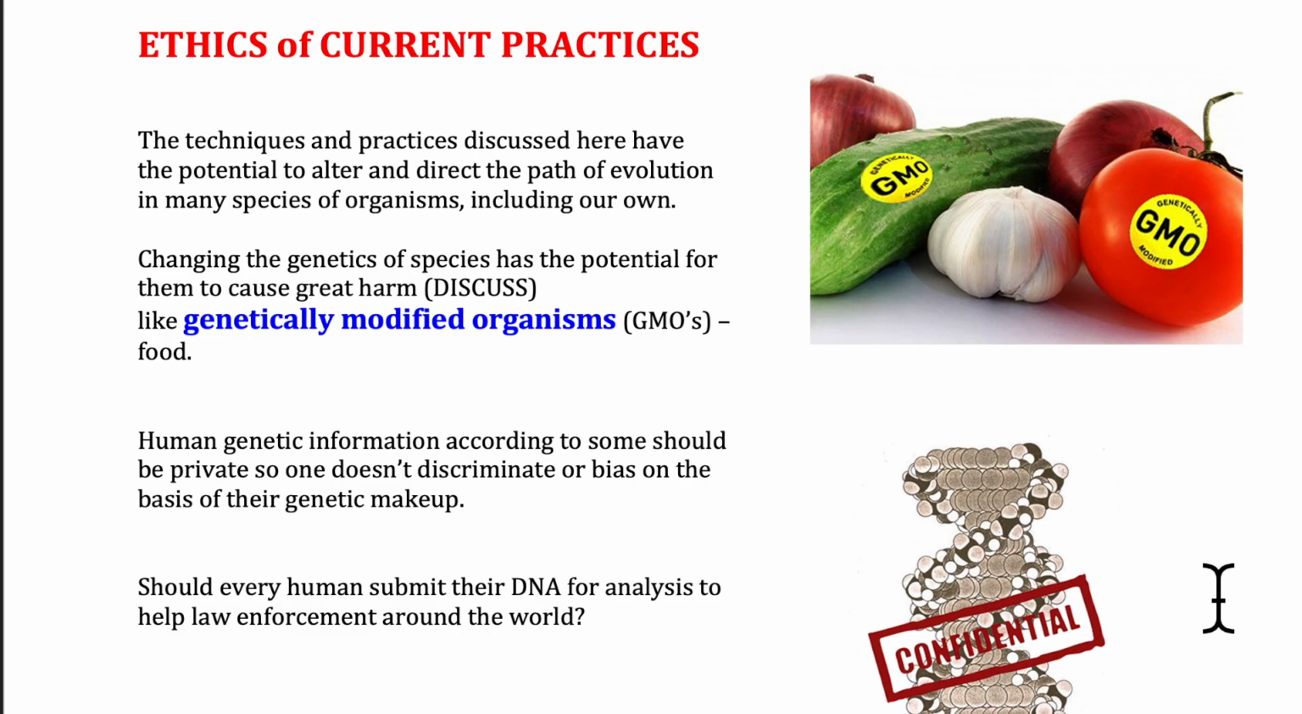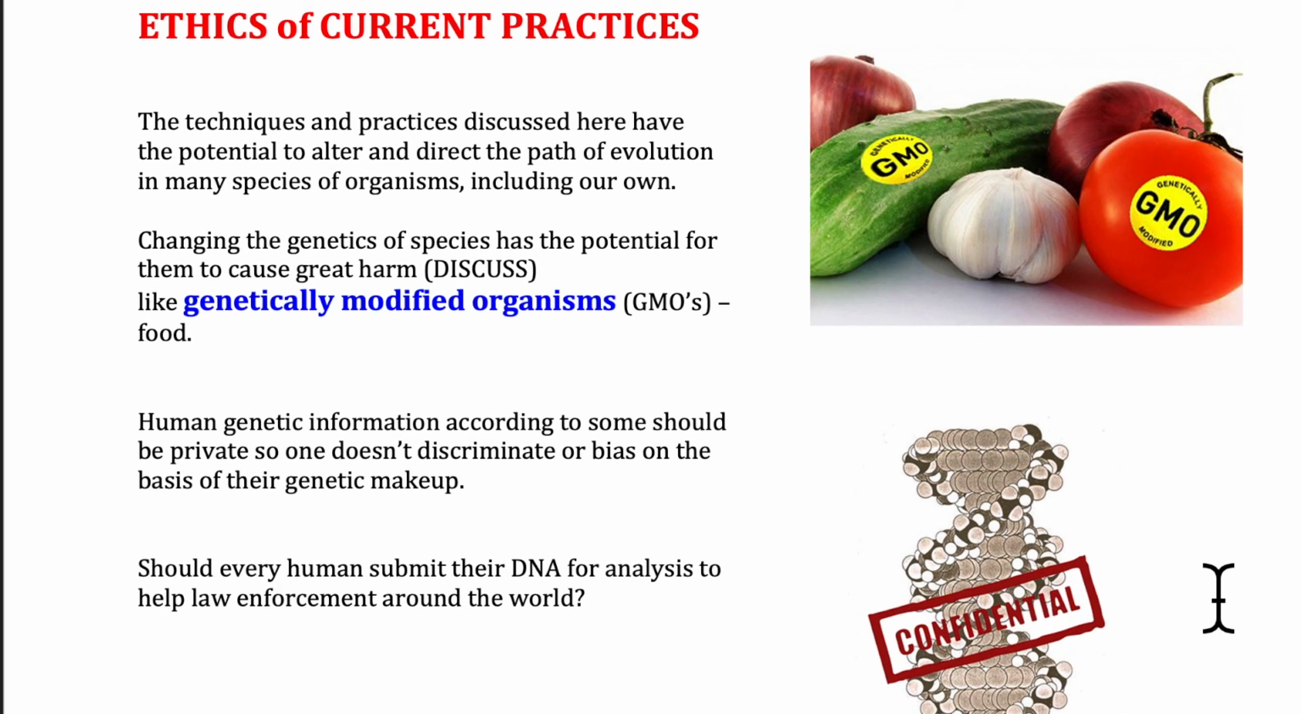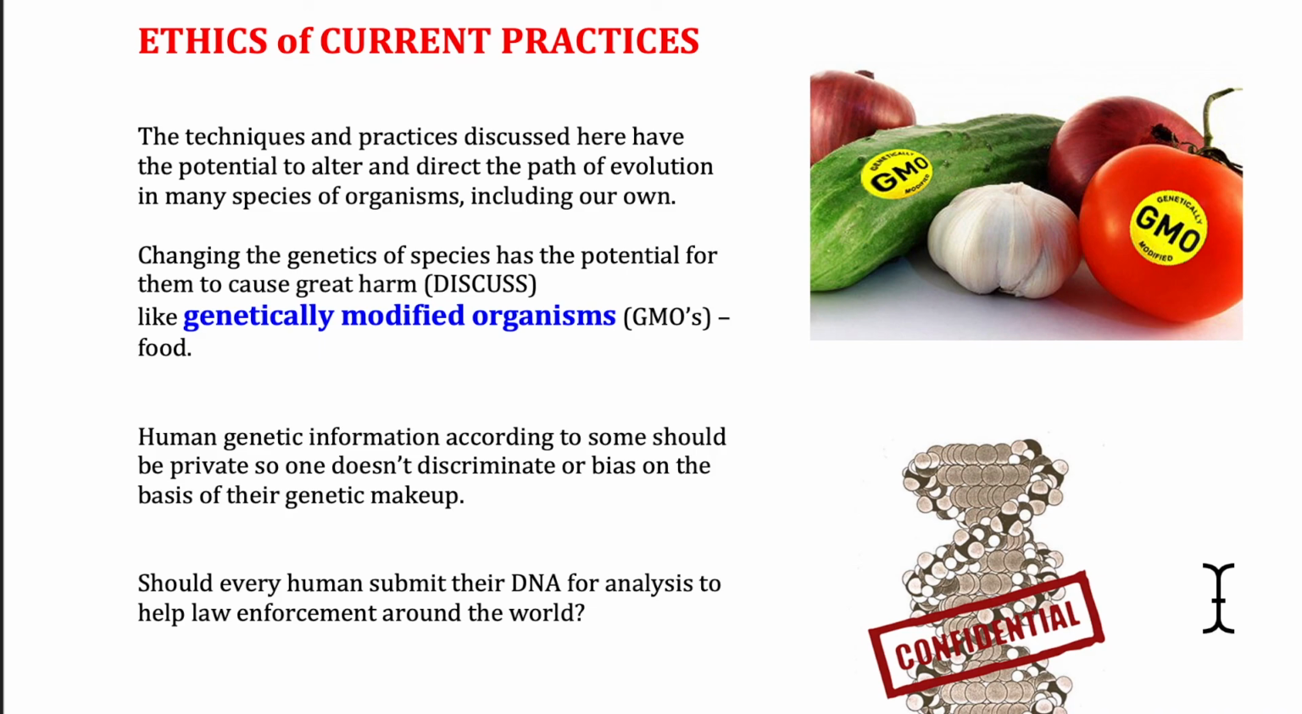So the techniques and practices discussed here have the potential to alter and direct the path of evolution in many species of organisms, including our own. Changing the genetics of species has the potential to cause great harm, like genetically modified organisms, GMOs, in food. Human genetic information, according to some, should be private, so one doesn't discriminate or bias on the basis of genetic makeup. Think about insurance.